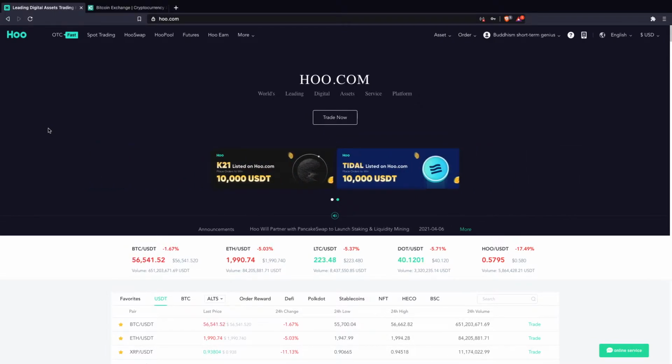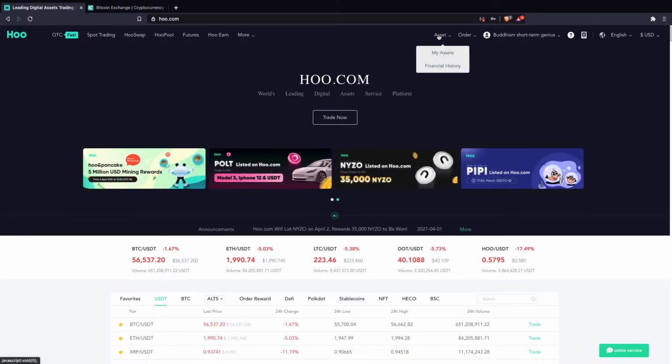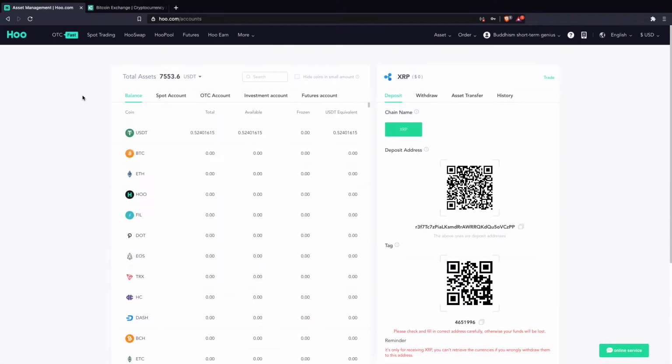And so for a little bit of overview, here we go to Assets. We're going to go to My Assets. All right, so this is where you're going to see all your assets that you own on this particular exchange under Assets, okay? And see here you have a few different accounts: futures account, investment, OTC, spot account, and balance.